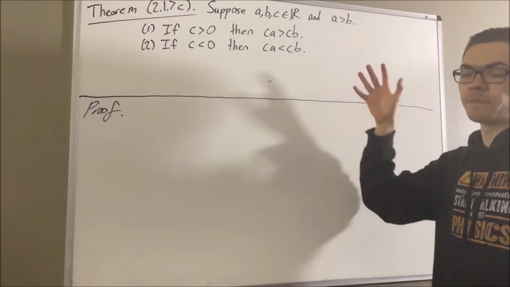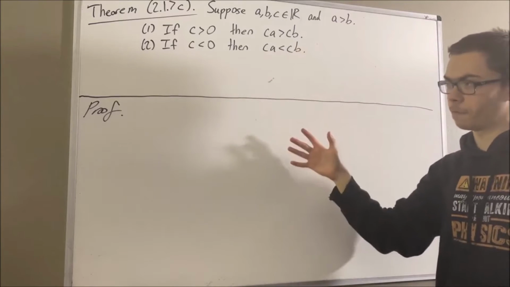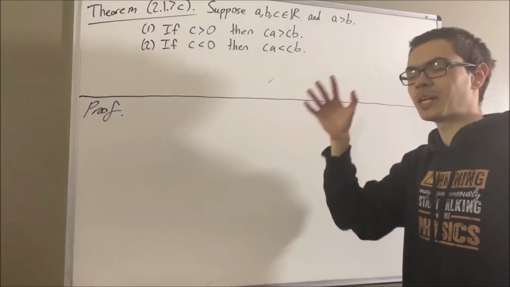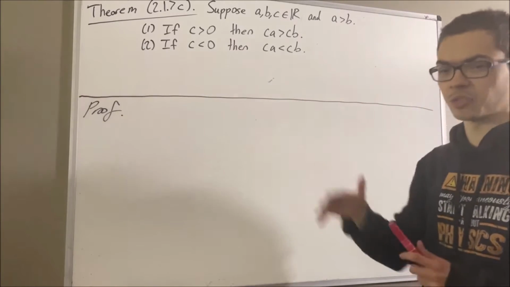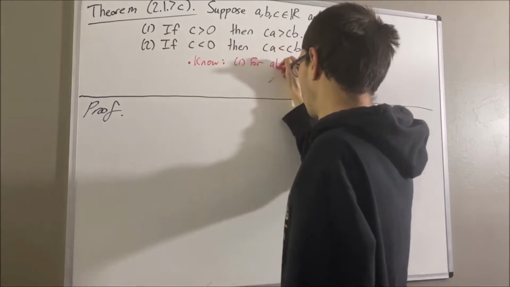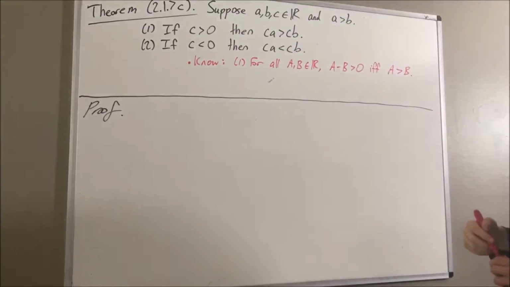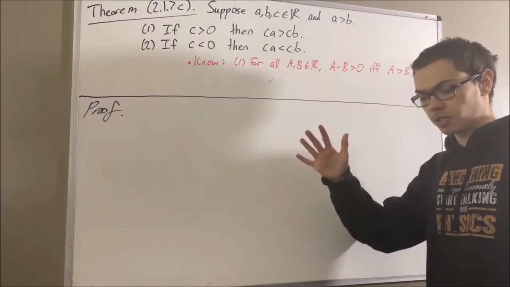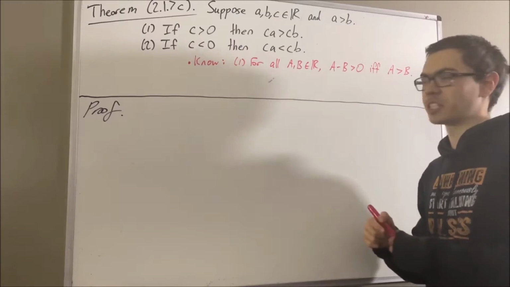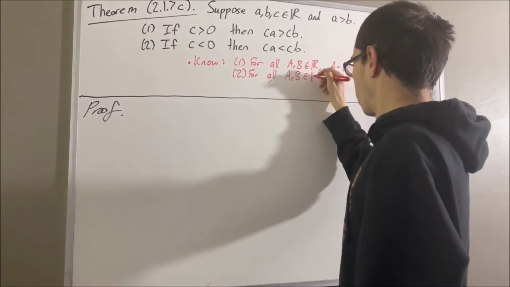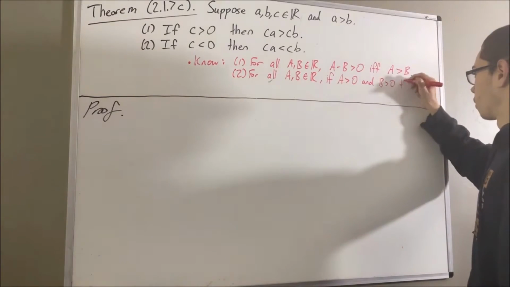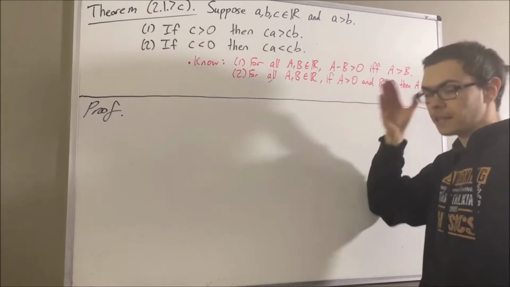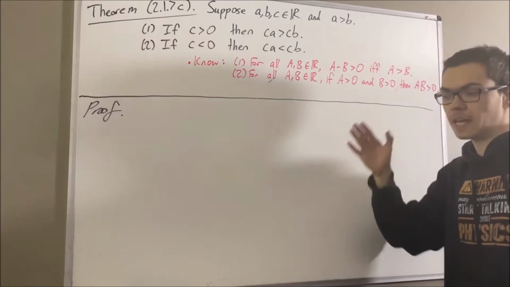Okay, now here are some facts we're going to use before we get into the proof. The first is that for every two real numbers, a and b, a minus b is greater than 0 if and only if a is greater than b. The second is for every two real numbers a and b, if a is greater than 0 and b is greater than 0, then a times b is greater than 0. And the third is that for every real number a, the negative of a is greater than 0 if and only if a is less than 0.